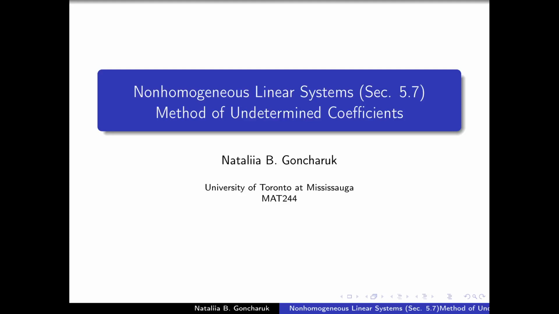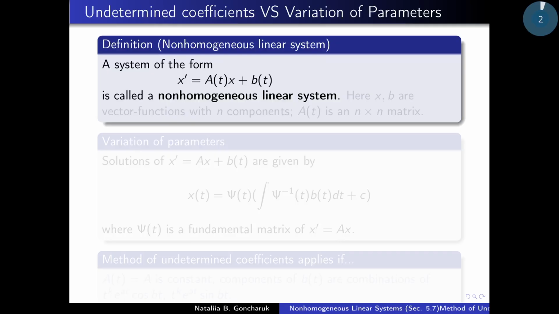Hello everyone, so we can continue with non-homogeneous linear systems, and today we are going to discuss the method of undetermined coefficients. This is very similar to what we had for high-order equations, so you might have some intuition. First of all, let me remind you the definition of non-homogeneous linear system. This is our system. This is a linear part, homogeneous part, and this is a non-homogeneous part b. Both x and b are vector functions, and A is a matrix.